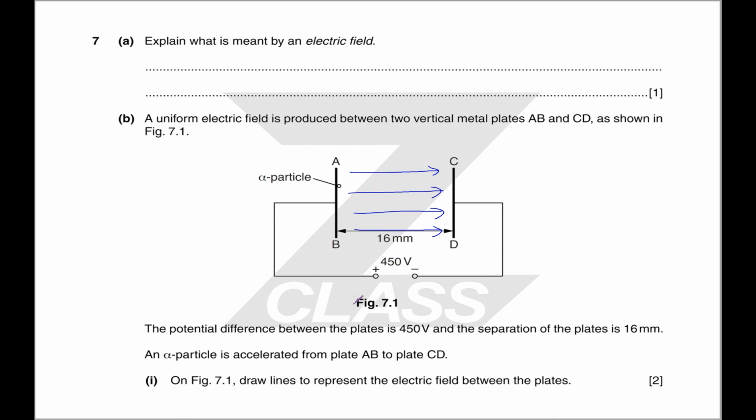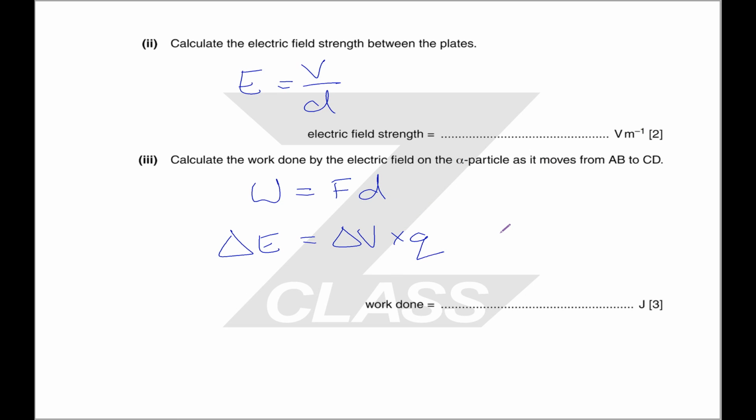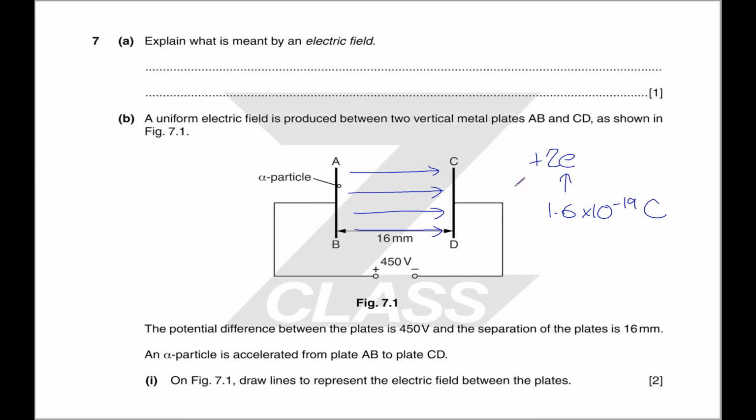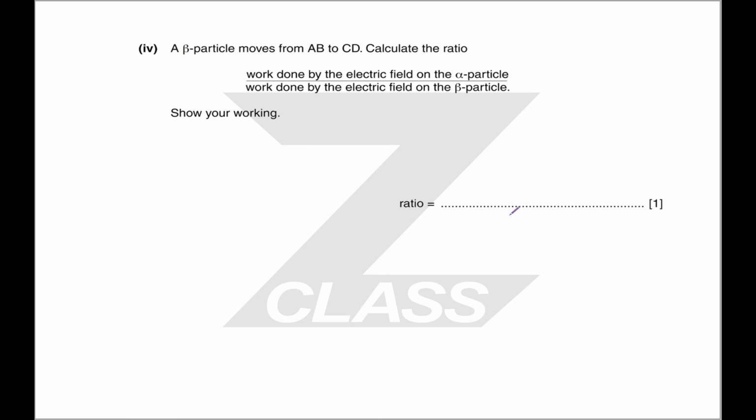You will get your charge of your alpha particle. An alpha particle is 2 protons and 2 neutrons, so that has a charge of plus 2e. And from the front of your book, e is 1.6 times 10 to the minus 19 coulombs. So there you have your charge, multiplying it by 2, obviously.